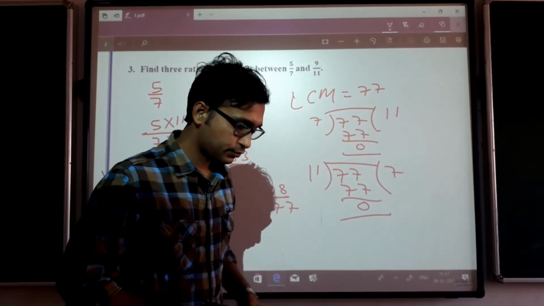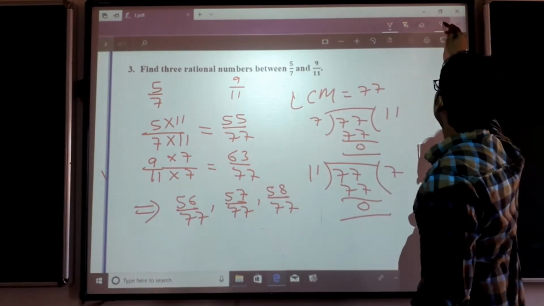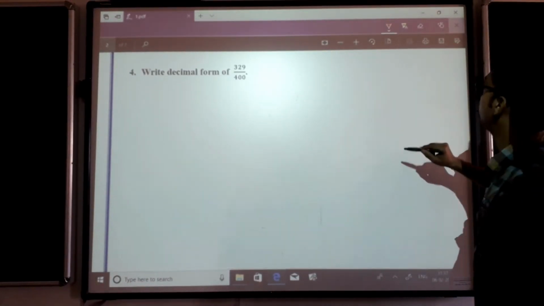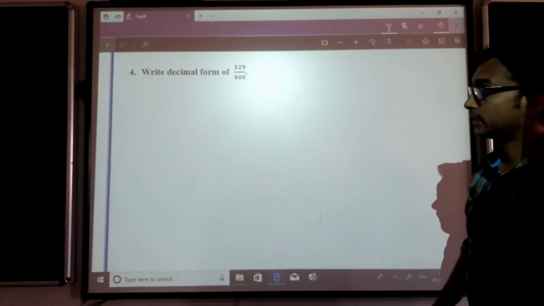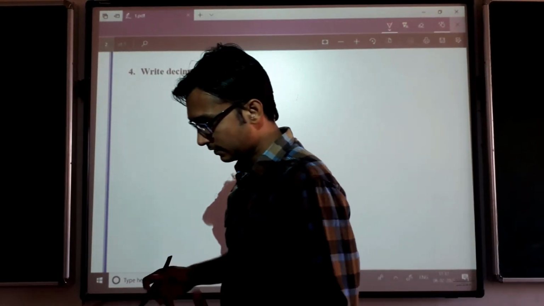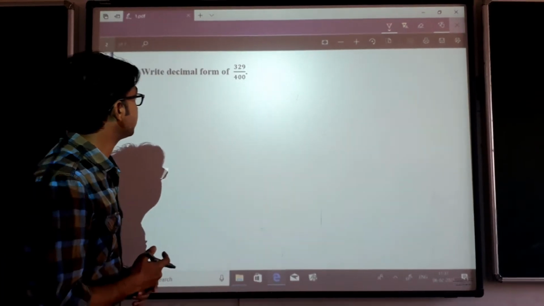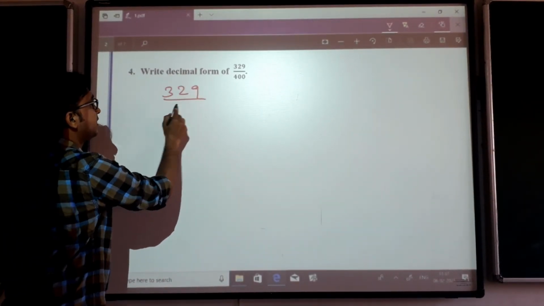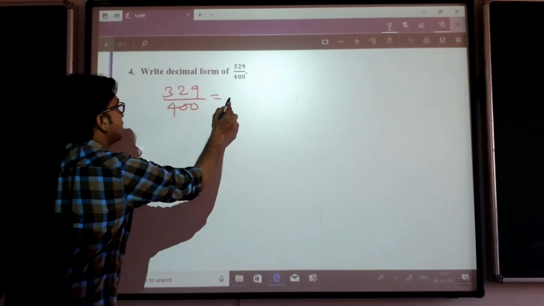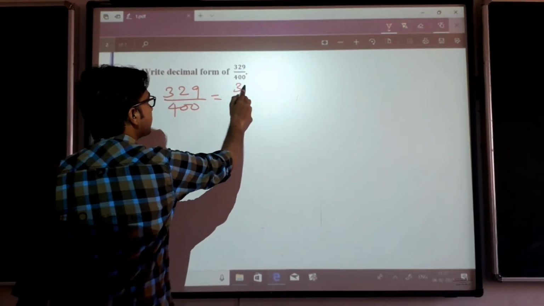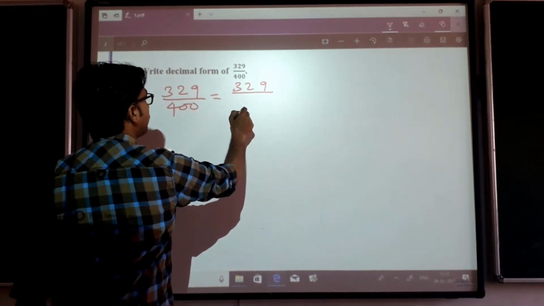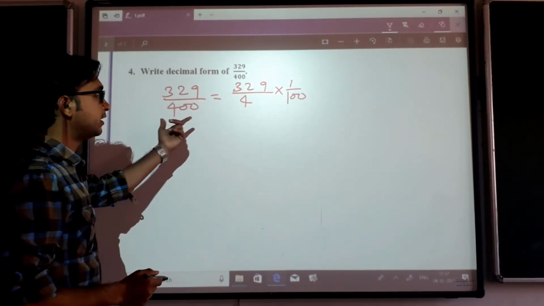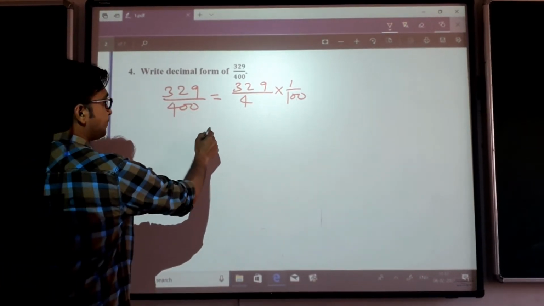Okay, let's move to the next question. Write the decimal form of 329 upon 400. Right, it's a decimal form, so it's easy, let's do it. So we will write here 329 upon 400. It can be written as 329 upon 4 multiplied with 1 upon 100. Now simply divide 329 by 4.